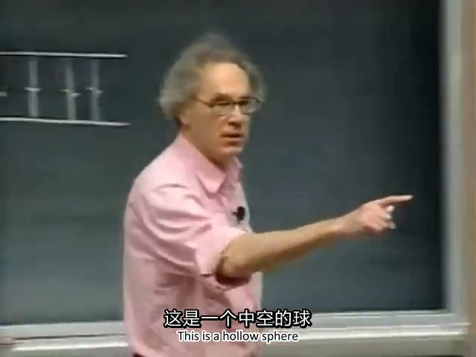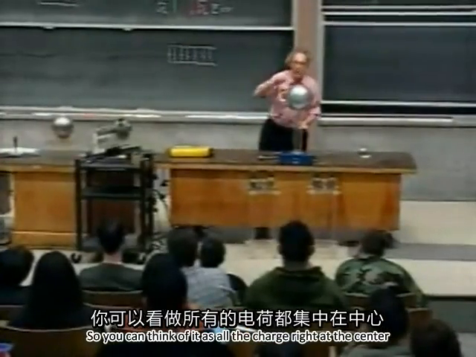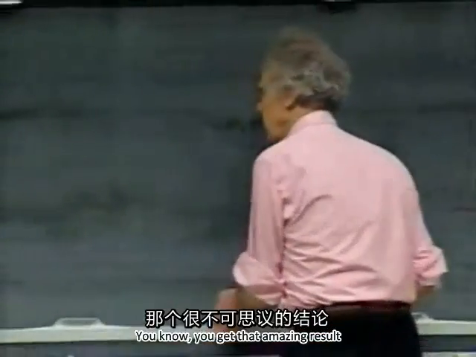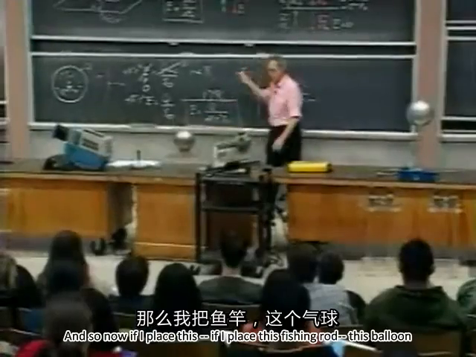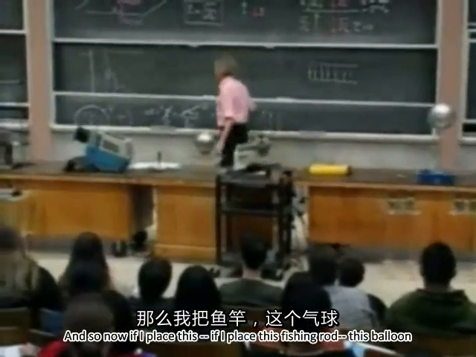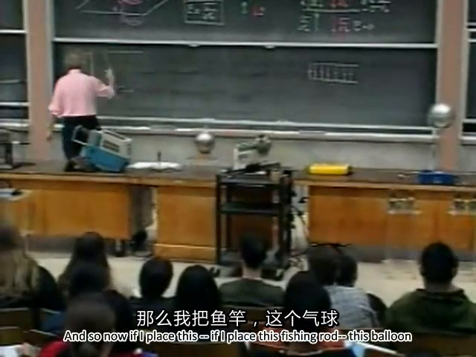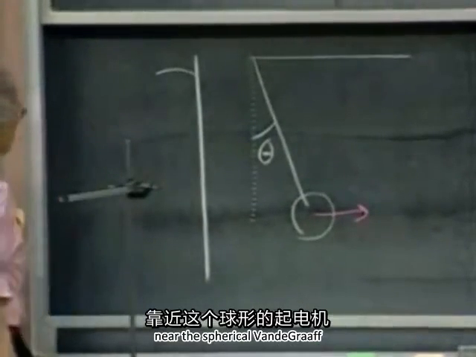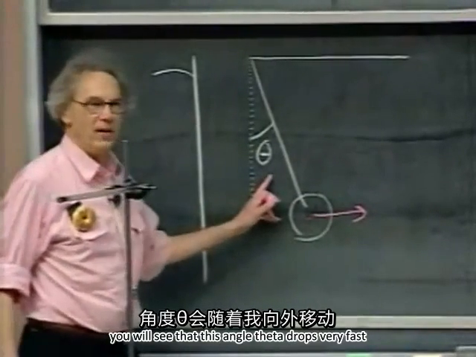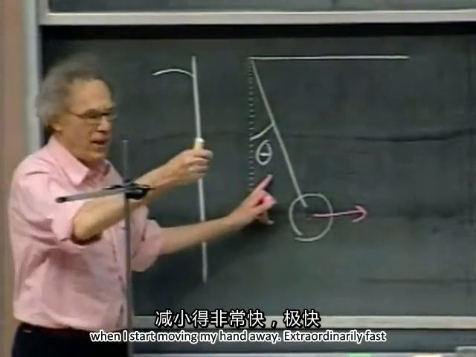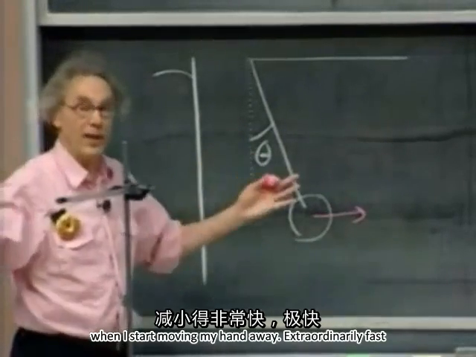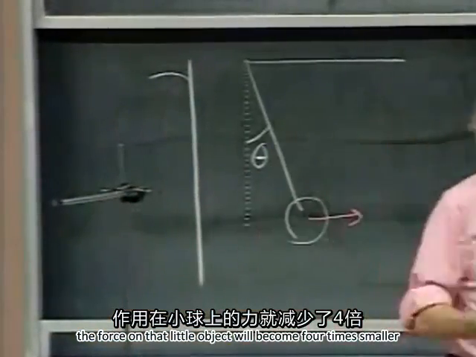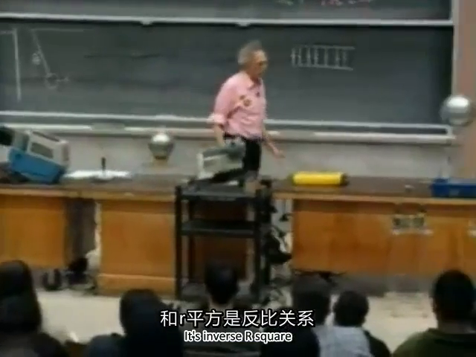This is a hollow sphere. So you can think of it as all the charge right at the center, as we demonstrated. It's on the blackboard still here. You know, you get that amazing result. And so now, if I place this fishing rod, this balloon, near the spherical Van de Graaff, you will see that this angle theta drops very fast when I start moving my hand away. Extraordinarily fast. If I double the distance to the center, the force on that little object will become 4 times smaller. It's inverse r squared.